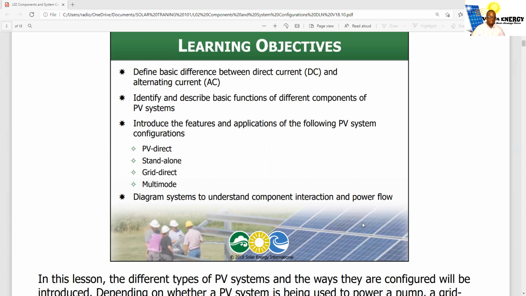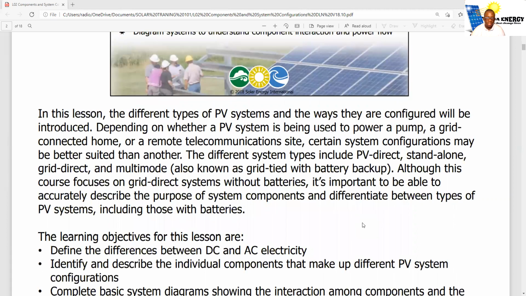I have diagrams that I'm going to show you in order for you to understand the components in an interactive way. We have PowerPoints and interactions, with diagram systems to understand components, interactions, and power flow.